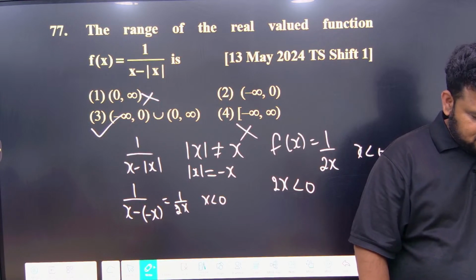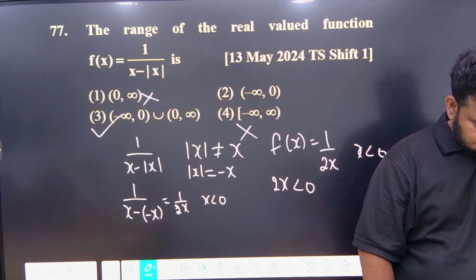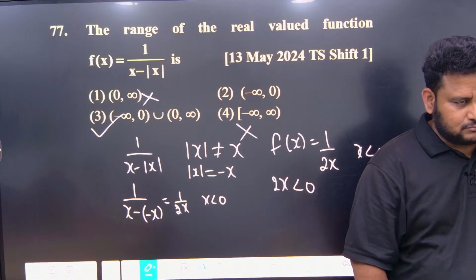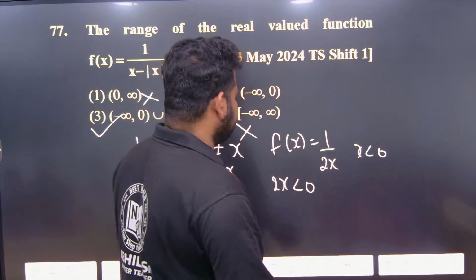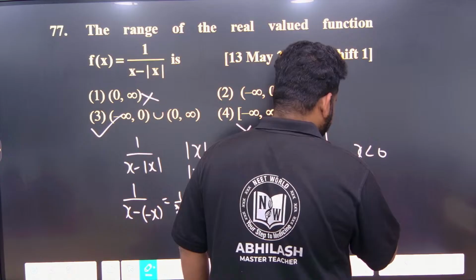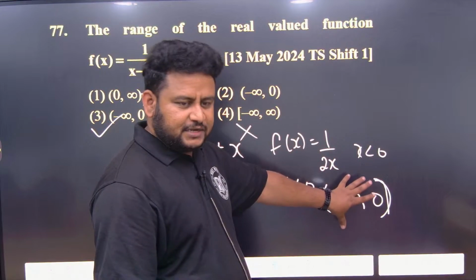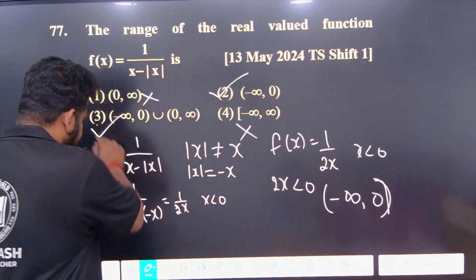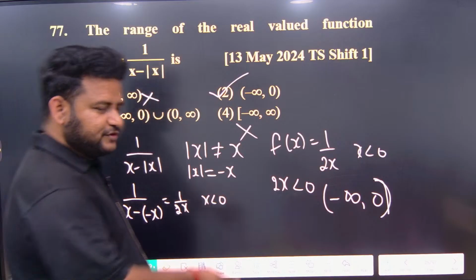Don't keep it in your mouth, just say it out. Minus infinity to 0. If it is negative, it is minus infinity to 0. It is an open interval only, because it is less than 0. Okay, the correct answer is minus infinity to 0. Here our logic fails. It's okay. 1 by 2x.